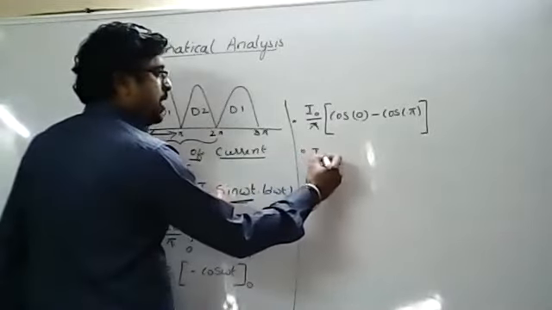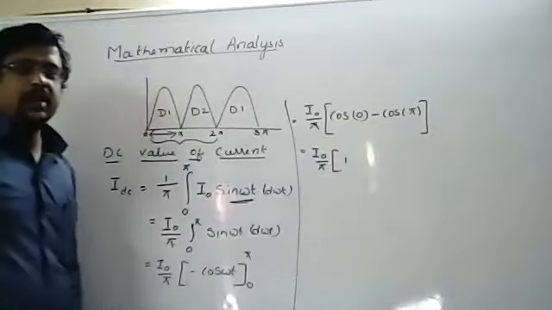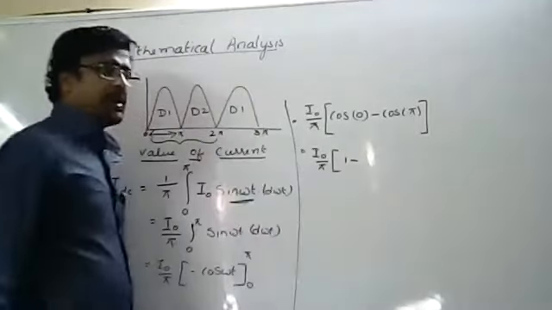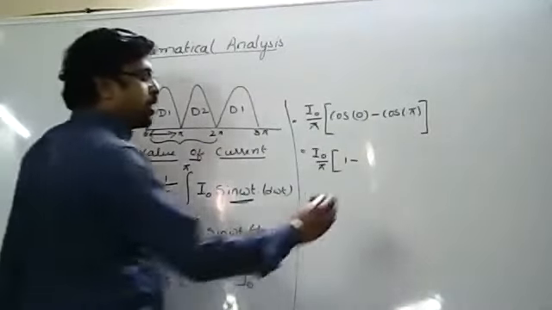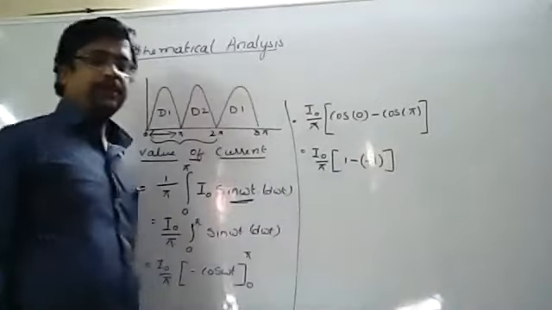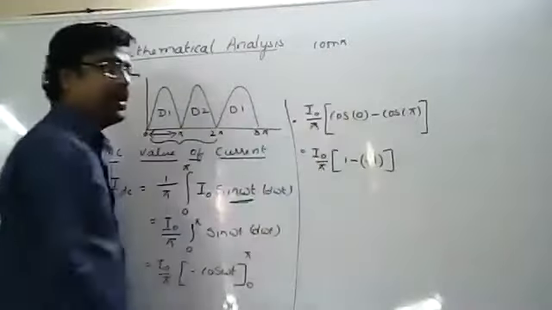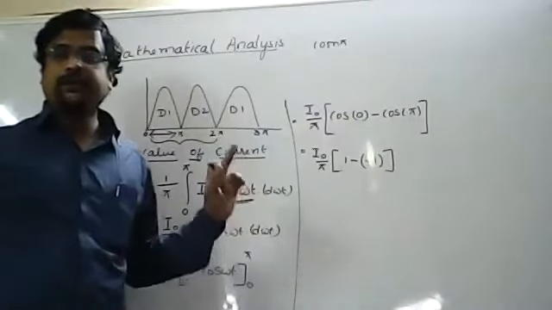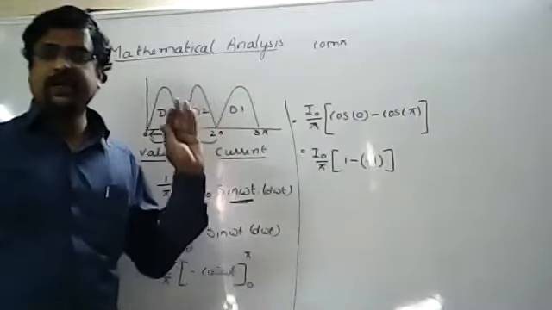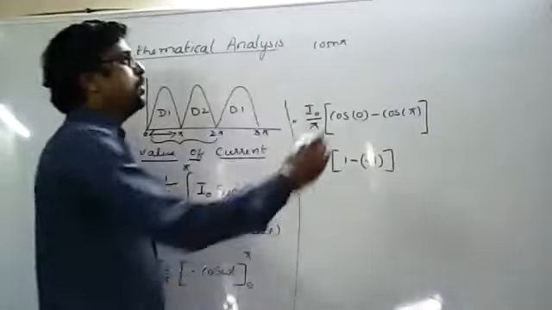Now, I naught by pi into, what is cos 0? Cos 0 value is 1. Then minus, what is the value of cos pi? Cos 180 is minus 1. If I write cos n pi, for any odd values of n, that is if you take n as 1, 3, 5, 7, 9, for any odd value of n, the cos value will be negative.